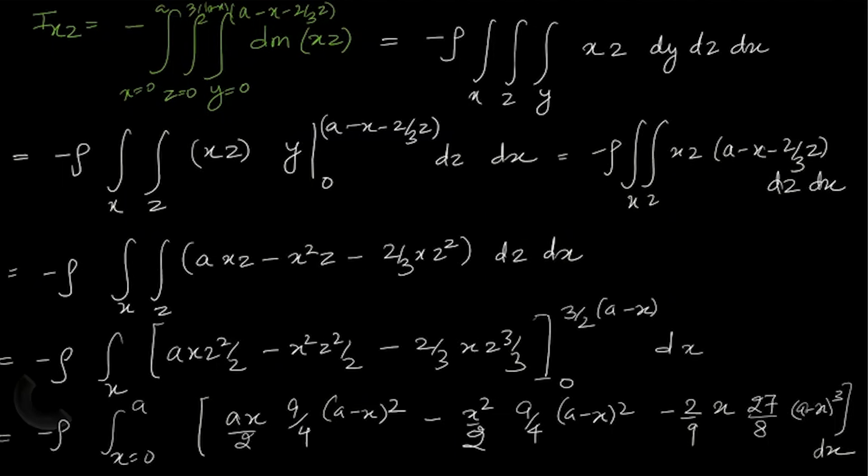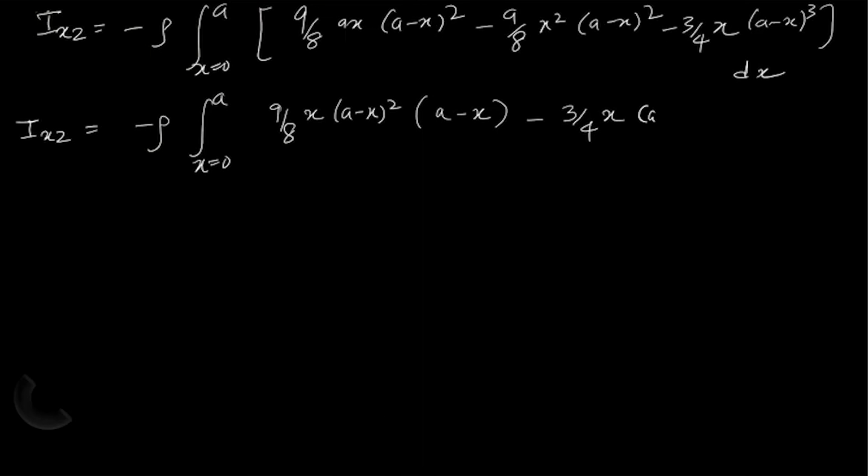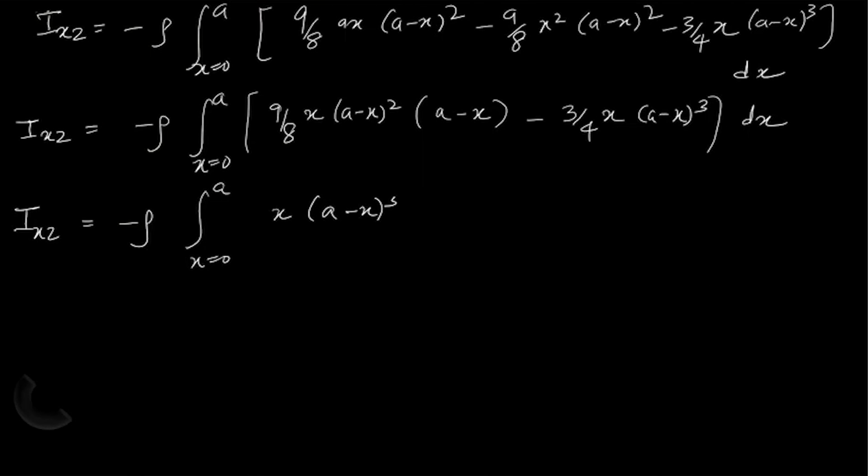and then dx. So let's move to the next slide now. So this is the expression. Now simplify it. 9 by 8 x (a minus x) square. We can take this common and we are left with (a minus x). And then the second term is 3 over 4 x (a minus x) whole cube, brackets dx. Let's take x (a minus x) whole cube common. So we are left with 9 over 8 minus 3 over 4 and then dx.